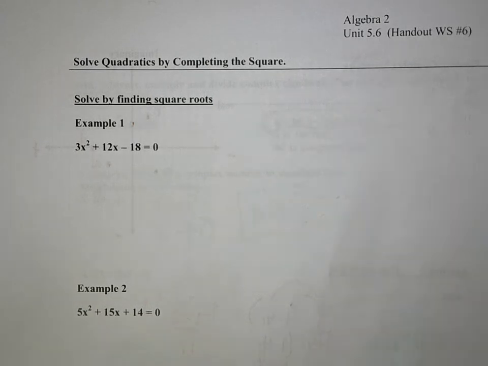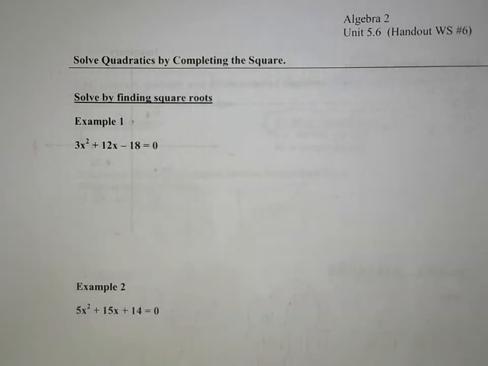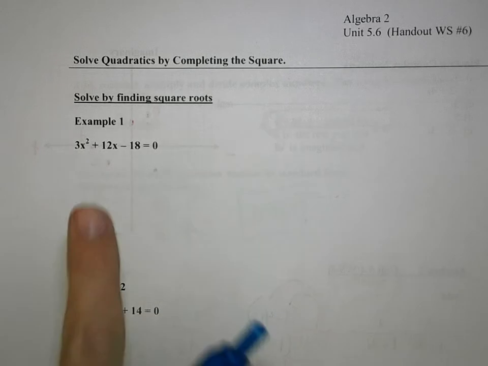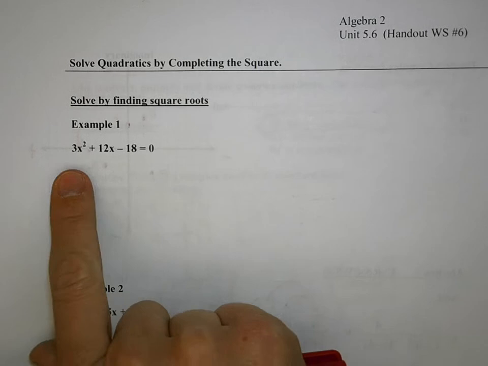Okay, so today we're going to talk about 5.6. We are going to be solving quadratics again by completing the square. We learned how to complete the square previously, but what is different about these problems? They're trinomials. The x squared has a number in front of it.